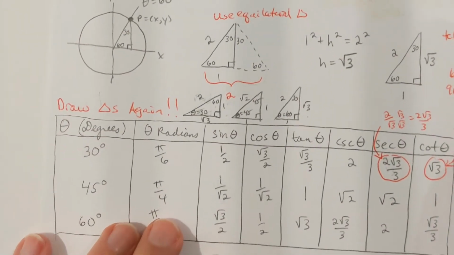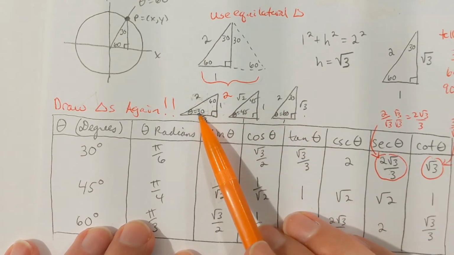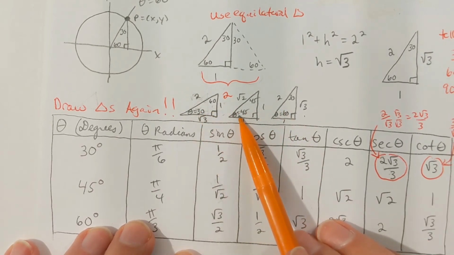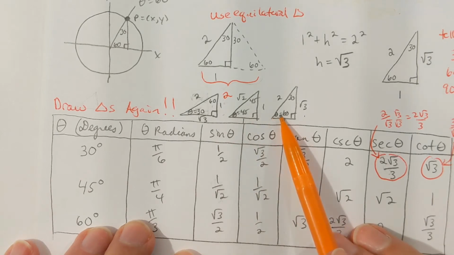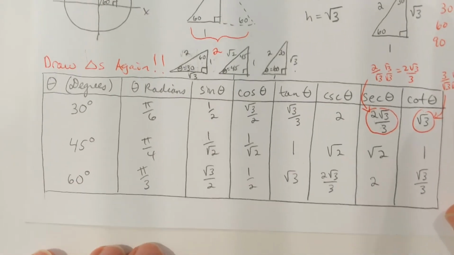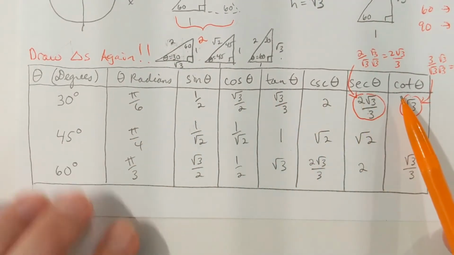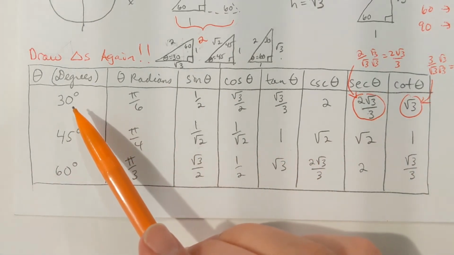Okay. I've drawn these three triangles again for when we have a 30-degree angle, a 45-degree angle, and a 60-degree angle in a right triangle. Okay. And I want us to be doing some calculations here with these 6 trig functions. So let's compute sine of 30 degrees.